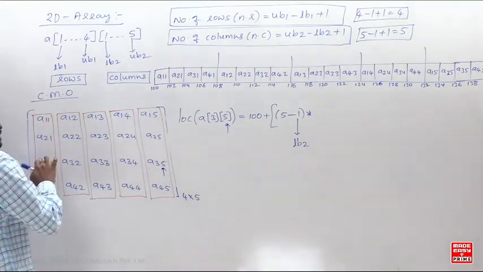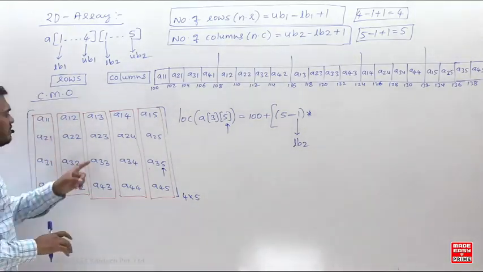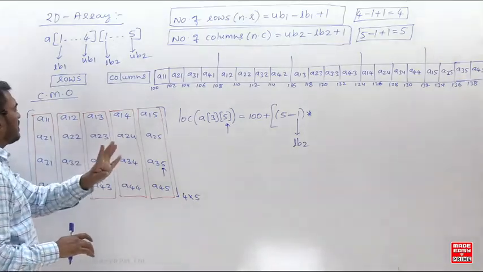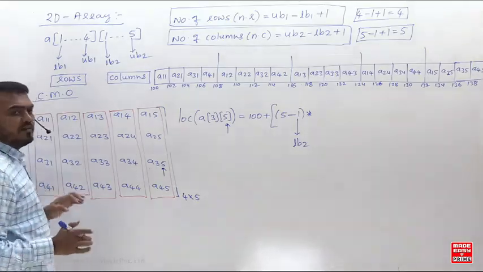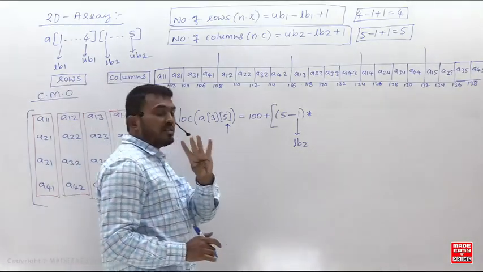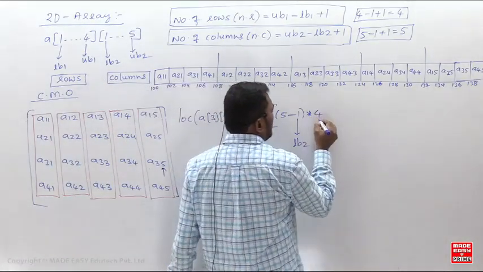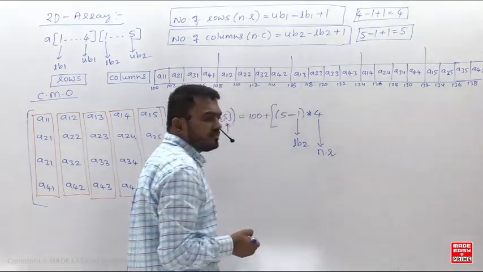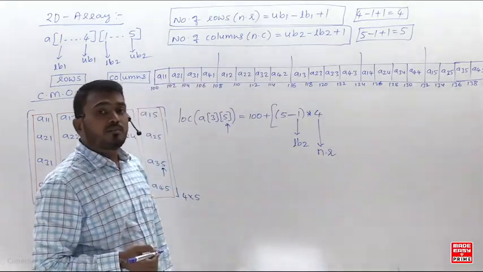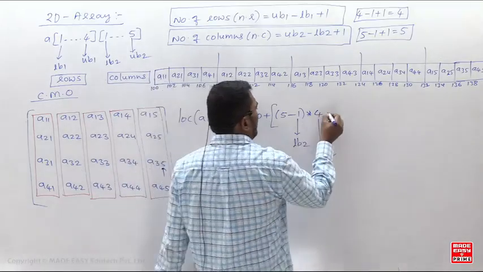And remember, every column is having how many elements? Every column is having how many elements here? 4 elements. 1 2 3 4, 1 2 3 4, 1 2 3 4. Now tell me, what is this 4 here? That is the number of rows. Is that clear? So plus.